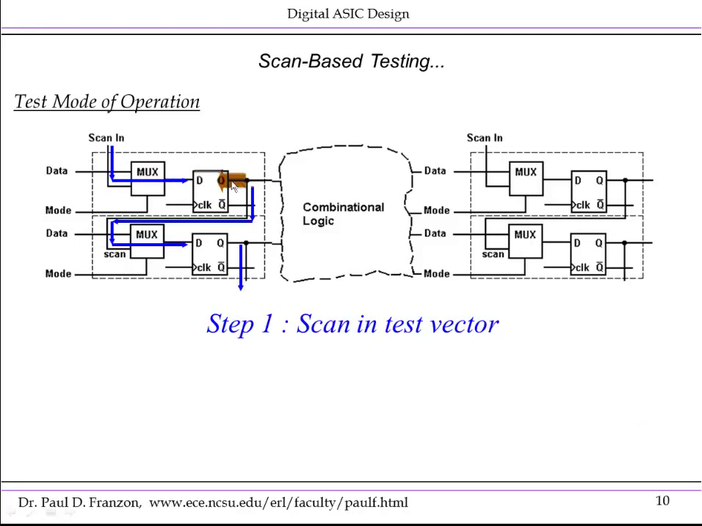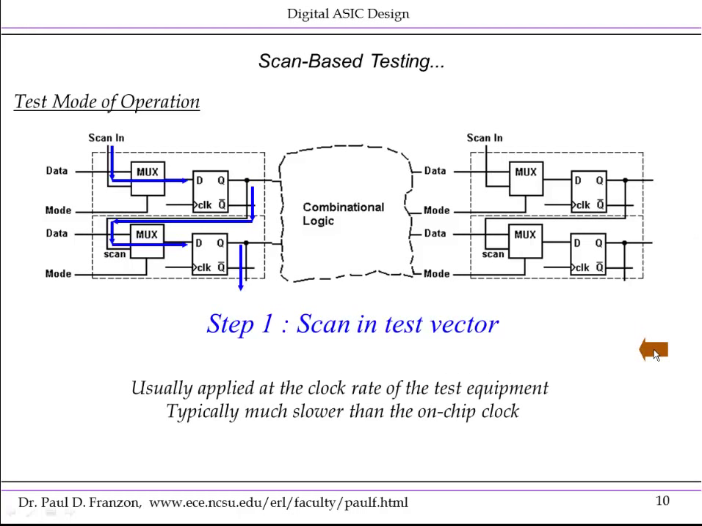Step 1 is we serially scan in from an external pin the test vector we're going to apply to all the combinational logic in the chip, because all the logic is connected up in one or more scan chains. By the way, this will be happening on the right-hand side as well to present to the logic to its right. I'm just not showing that. Remember, the test equipment can't operate at the full clock rate. So this is done at the clock rate of the test equipment, usually a few hundred megahertz.